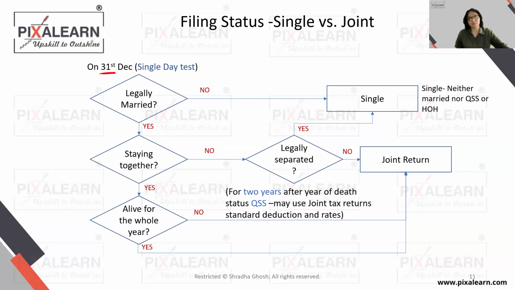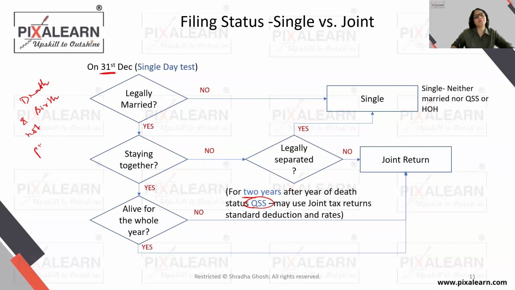The year thereafter, for the two subsequent years, if you follow the criteria and you're ticking all the boxes, you can go and file as a qualifying surviving spouse. But please remember, death and birth are not prorated in the US.